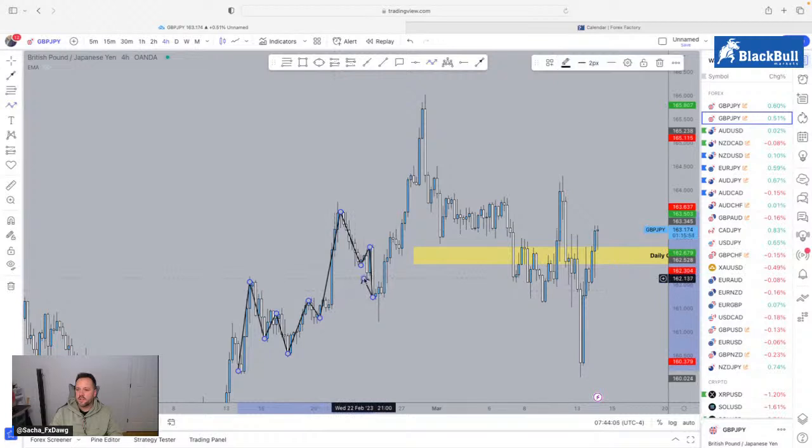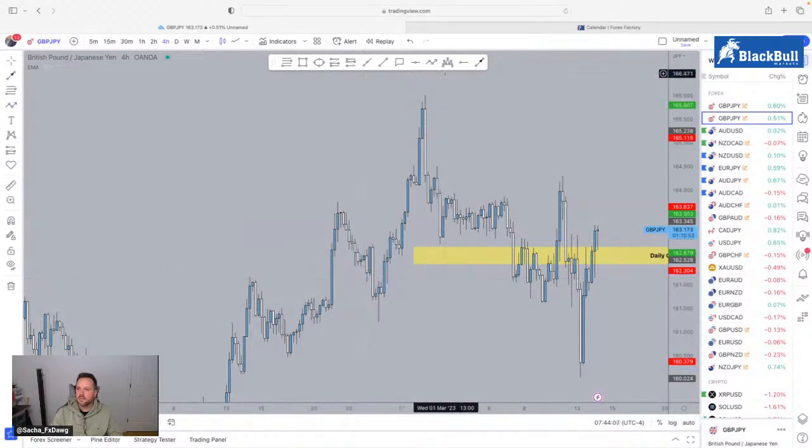Actually, this is a mistake here. See, here we had an elbow. This is our high, this is our low. Here we respected this low, so we're still bullish.